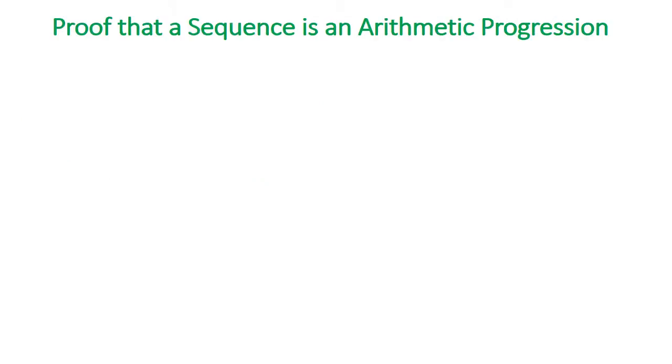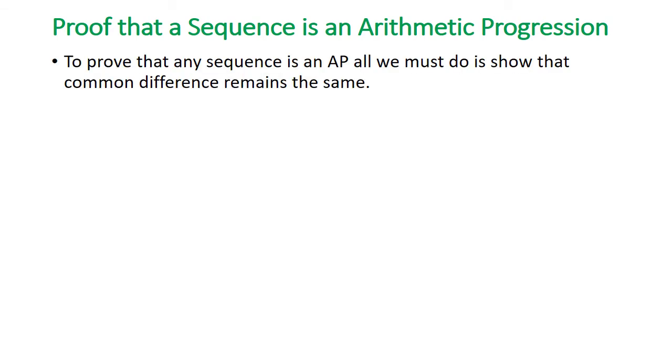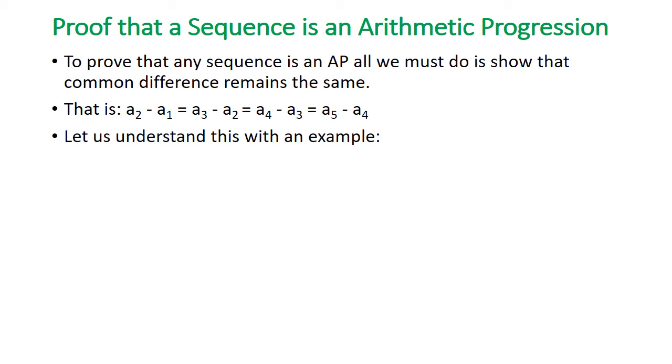Okay, how do we prove that a sequence is an AP? I told you, if you write any 4-5 numbers together, like 1, 3, 4, 8, 9, does it become an arithmetic progression? No, there is a rule. To prove that any sequence is an AP, what we must do is show that the common difference remains the same. That is, a2 minus a1 is equal to a3 minus a2, and a3 minus a2 is equal to a4 minus a3, which is equal to a5 minus a4. We must show that the common difference is always the same.